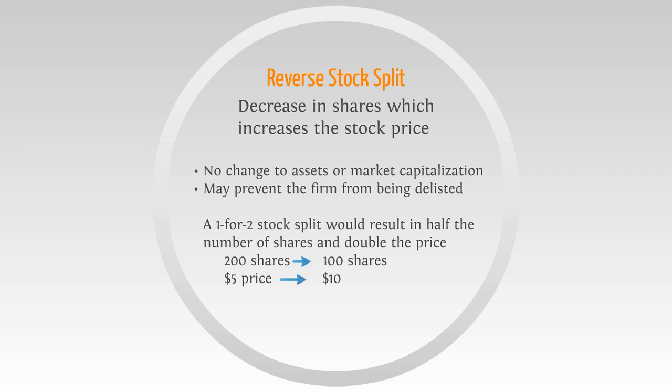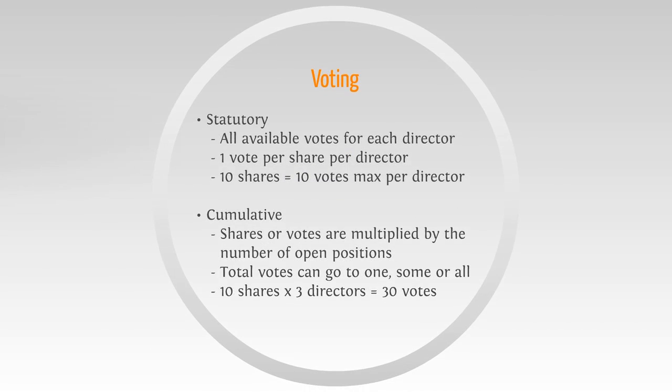So a reverse stock split can keep the corporation from being delisted from an exchange. We have different types of voting as well. We have statutory voting in which one vote per share per director is granted, and you can only vote each of your shares separately for each director. So you have 10 votes for one director, up to 10 votes for a different director, and so on.